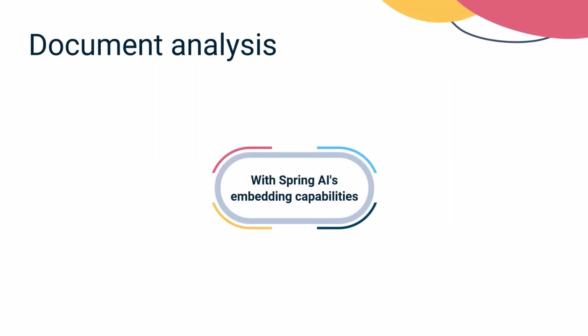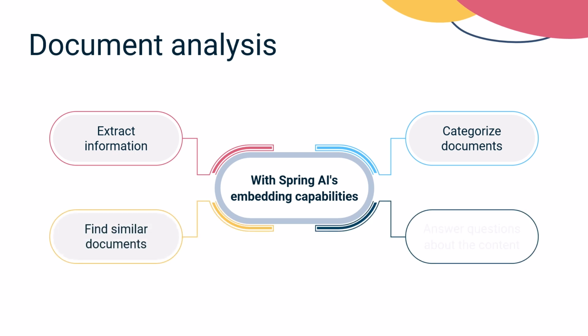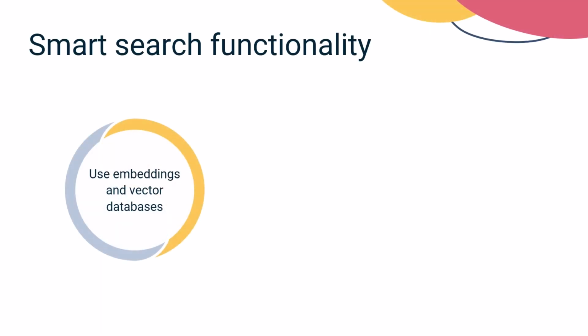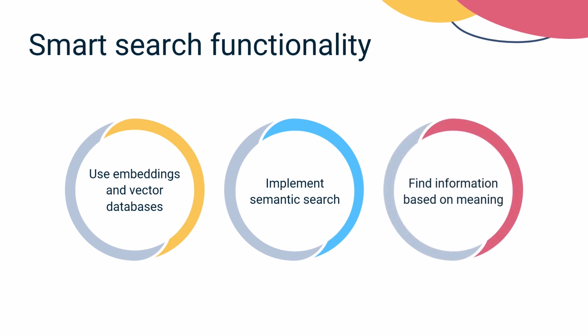Using Spring AI's embedding capabilities, you can analyze documents to extract key information. You can also categorize documents by topic and find similar documents. Additionally, the embedding capabilities can help you answer questions about document content. There's also Smart Search functionality. By using embeddings and vector databases, you can implement semantic search in your applications. This allows users to find information based on meaning rather than just keyword matching.